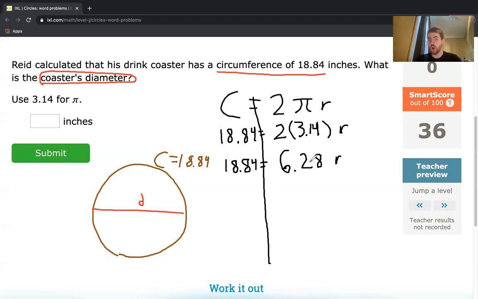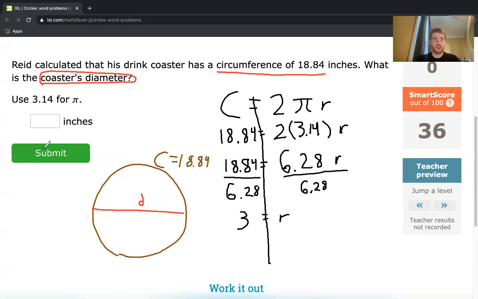We want to get r all by itself. So we want to divide by 6.28 because right now it's 6.28 times r. We want to do the inverse operation. Divide by 6.28. And again, I'm going to put this into my calculator. But if you do that, you will get that this is equal to 3 equals r.